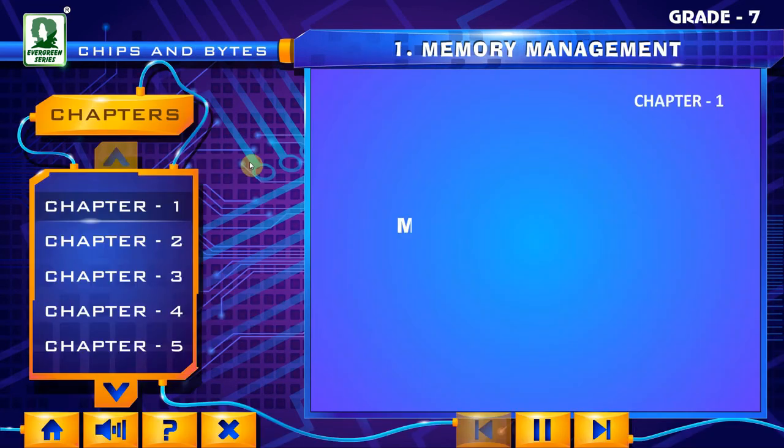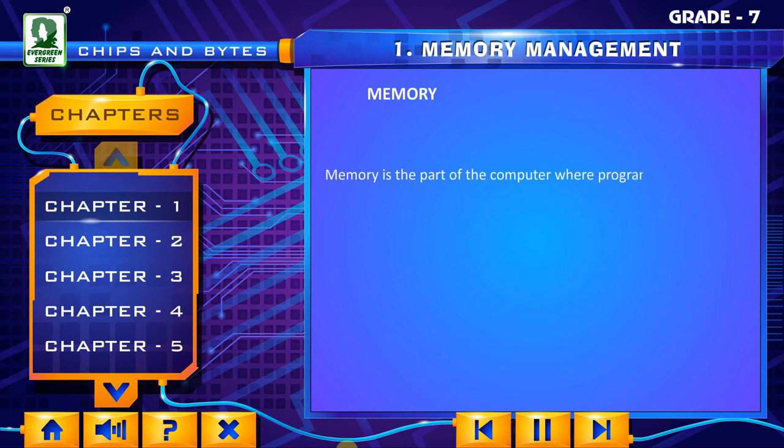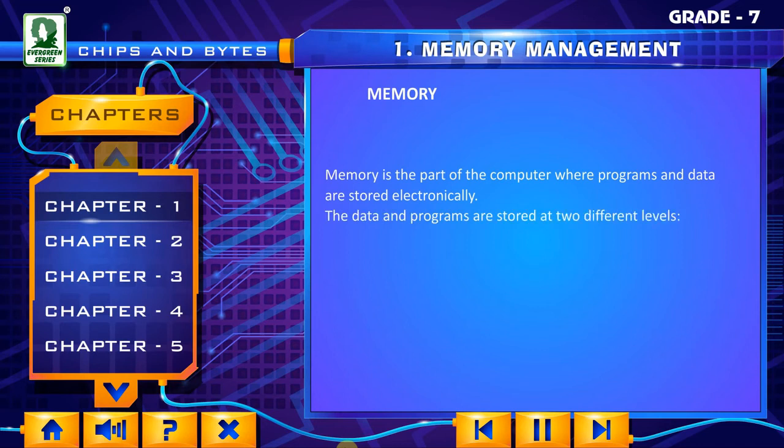Chapter 1. Memory Management. Memory. Memory is the part of the computer where programs and data are stored electronically. The data and programs are stored at two different levels: main, that is internal memory; auxiliary, that is external memory.